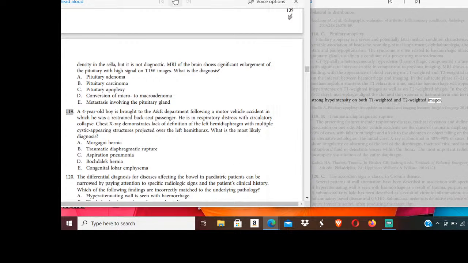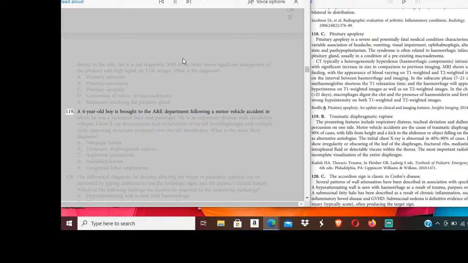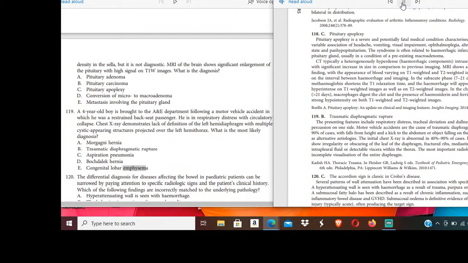119. A 4-year-old boy is brought to the A&E department following a motor vehicle accident in which he was a restrained backseat passenger. He is in respiratory distress with circulatory collapse. Chest X-ray demonstrates lack of definition of the left hemidiaphragm with multiple cystic appearing structures projected over the left hemithorax. What is the most likely diagnosis? A. Morgagni hernia. B. Traumatic diaphragmatic rupture. C. Aspiration pneumonia. D. Bochdalek hernia. E. Congenital lobar emphysema.